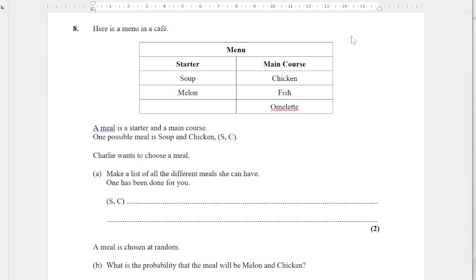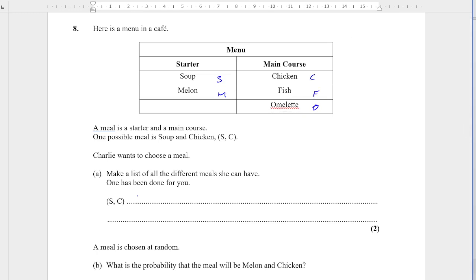Okay, question 8. Menu in a cafe. Meal is a starter and a main course. One possible is soup and chicken, or SC. Charlie wants to choose a meal. Make a list of all the different meals she can have. One's been done for you. So that's saying that's S, that's M, C, F, and O.